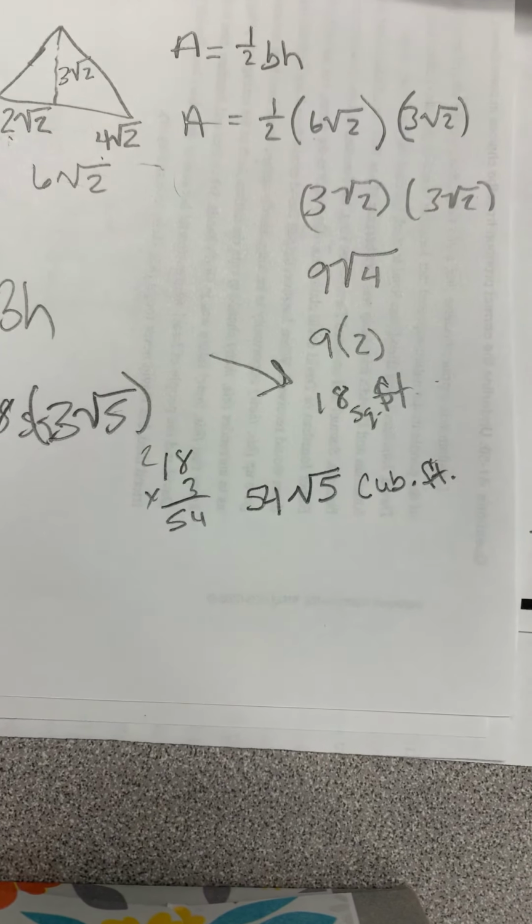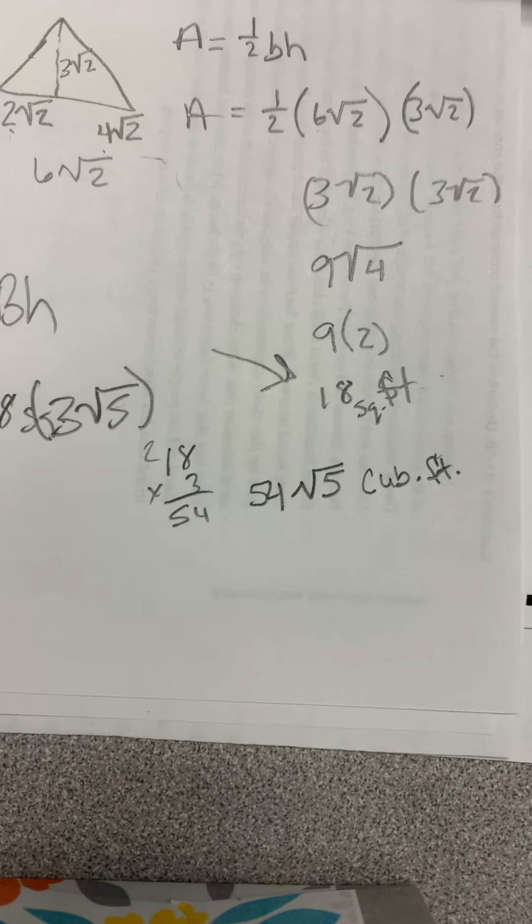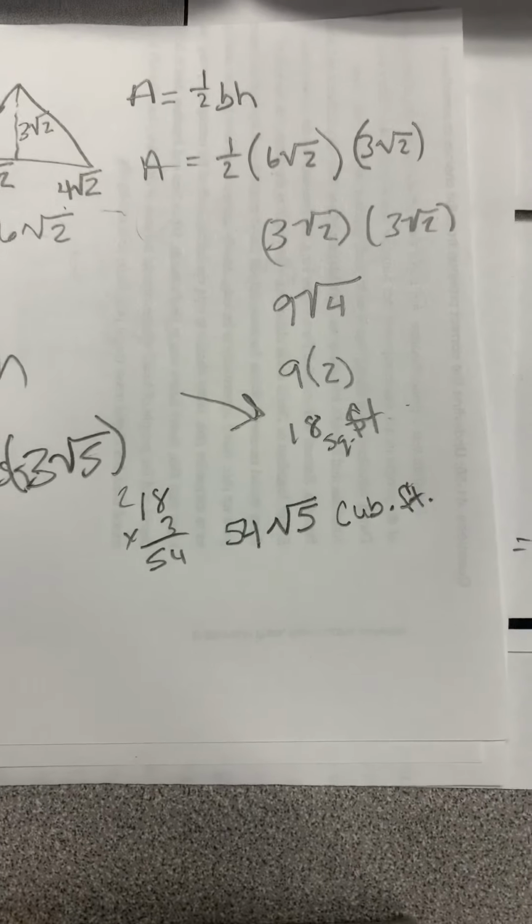All right, so just keep working through that. You gotta find your area and then just multiply that times your height, which they give you in that column. If you have any questions, let me know.